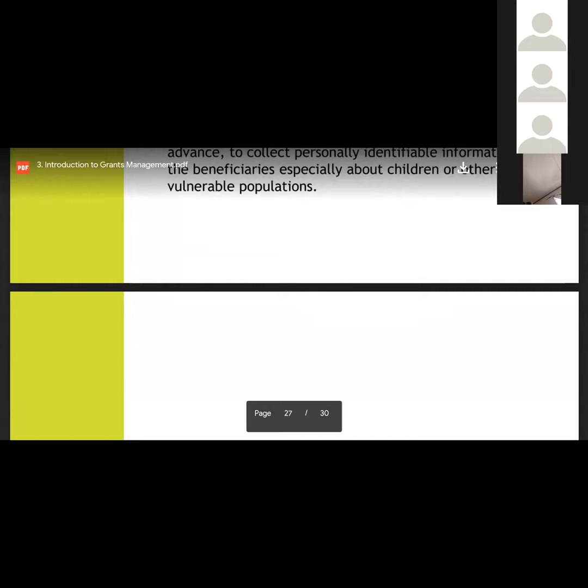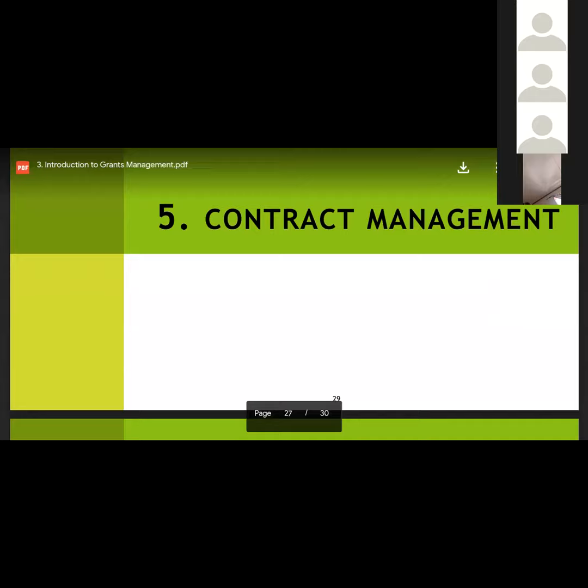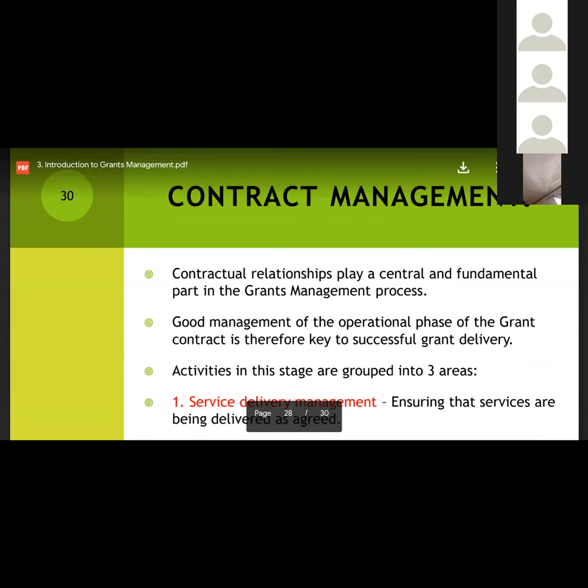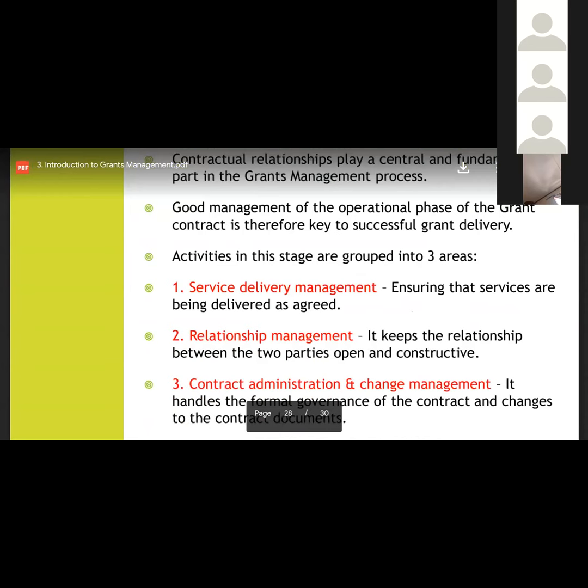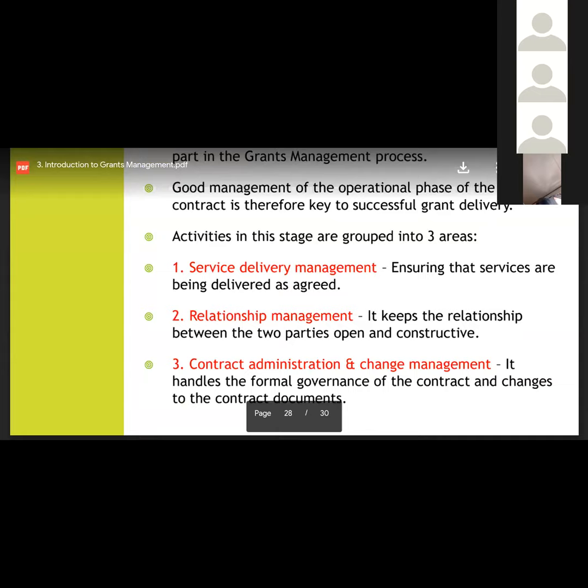Now let's look at the last bit, and emphasize a few things about contract management, which is also a critical component of grant management. It's always good to understand that contract management specifies the contractual relationships that play a central and fundamental part in the grants management process. And good management of the operational phase of the grant contract is therefore key to successful grant delivery. There are key activities in contract management. First is to ensure you provide the delivery that you wanted to provide in the grant that you are awarded. Secondly, part of contract management is also to keep the relationship between the two parties and ensure that it's an open and constructive relationship.